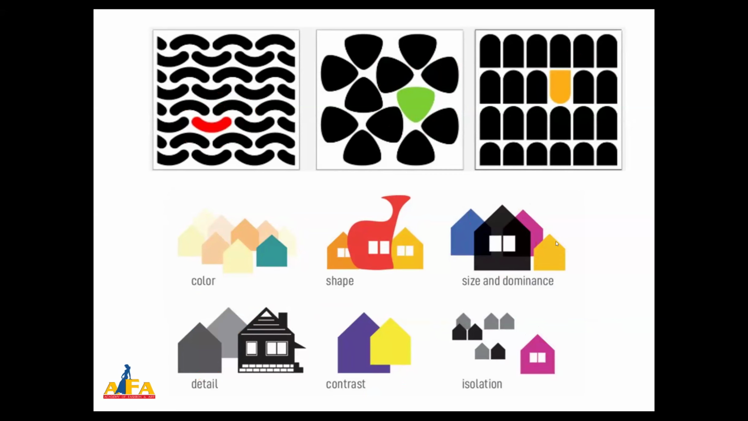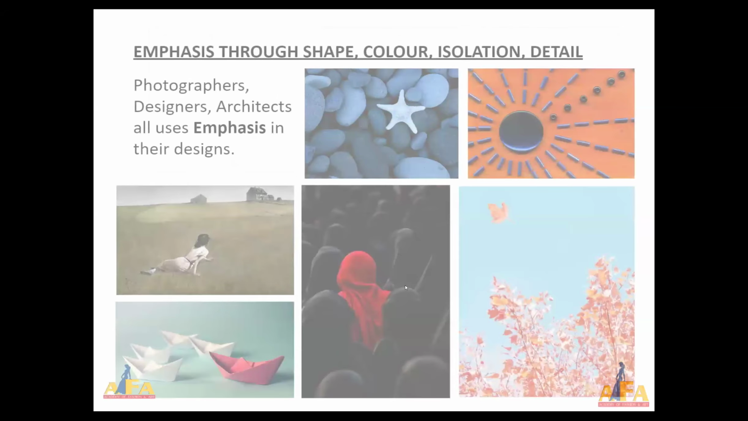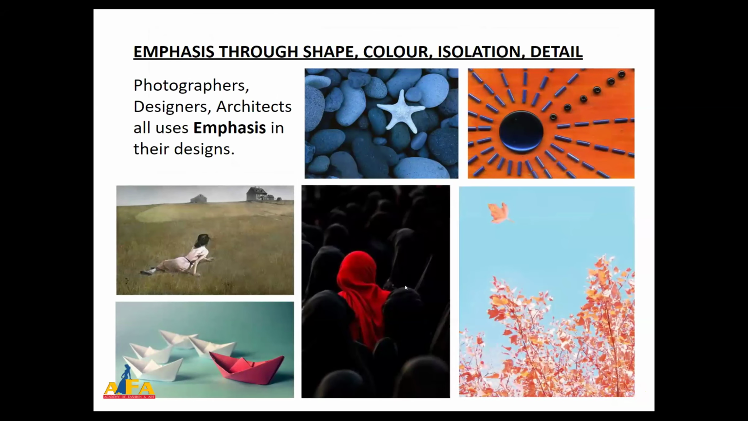Now see the next example. It is again a very beautiful example. See, look at this contrast. So this is contrast by, tell me what? Contrast by shape. This is contrast of shape and color both. Yes, contrast of shape and color both.